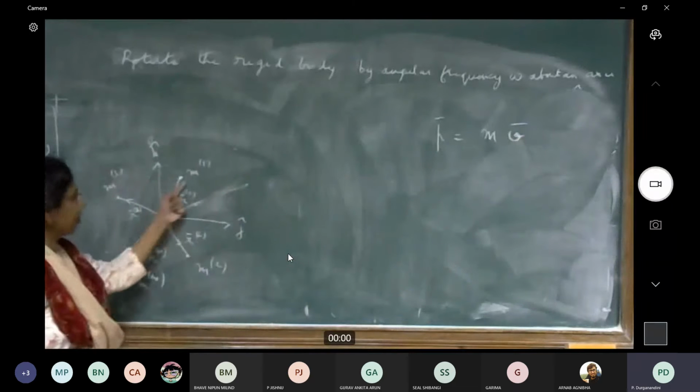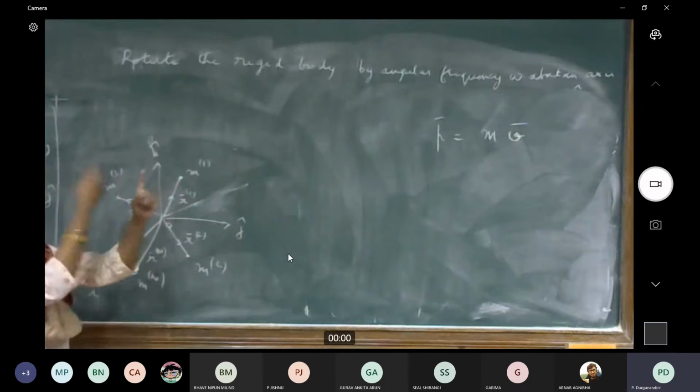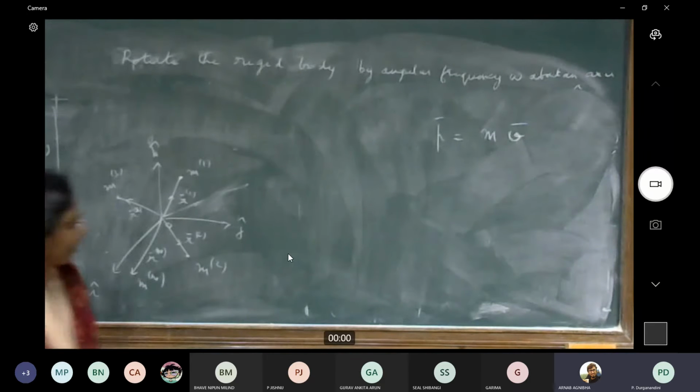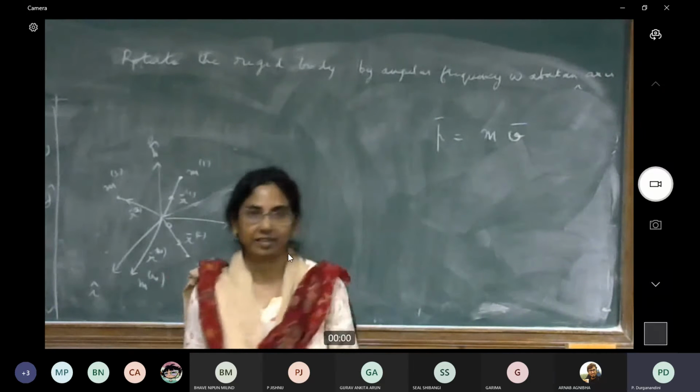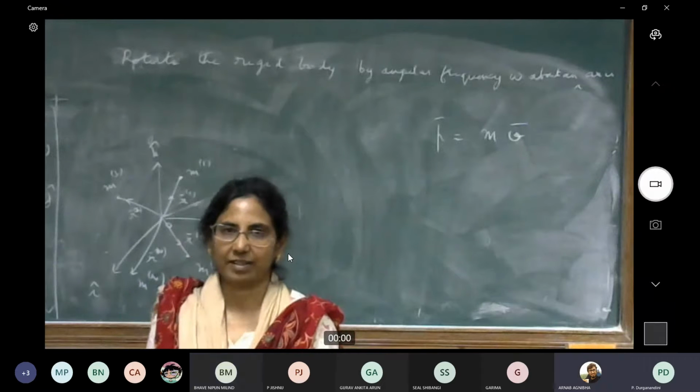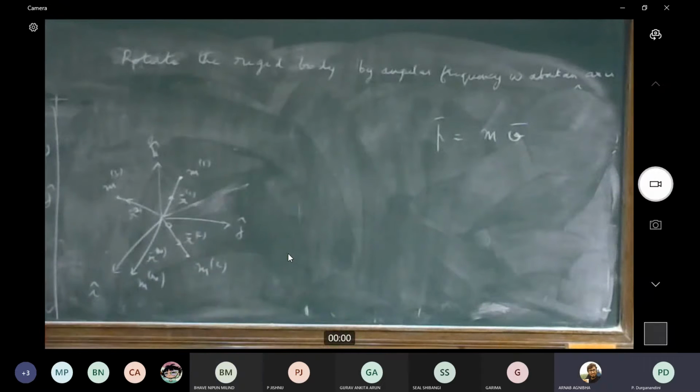Imagine that I have this rod here and it is just rotating with some angular frequency omega. What should its velocity be? Omega cross R. It will be omega cross R. That is the way it comes.